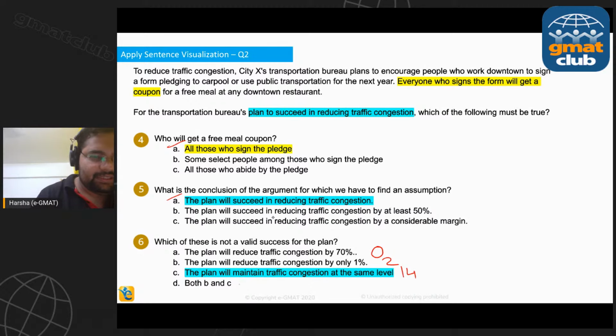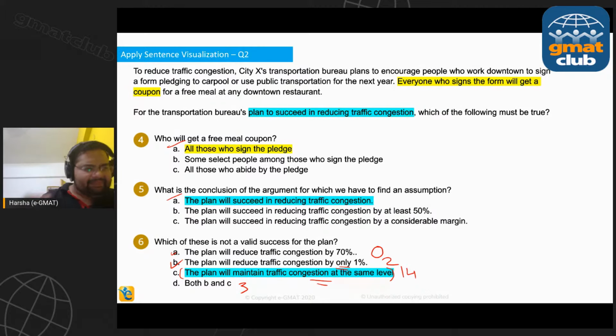So this is the essential thing. The correct answer is option C. See, if the traffic congestion reduces by 70%, that's a valid success. If the traffic congestion reduces by only 1%, even that peanuts is also success, right? The only thing that is not success is the plan staying at the same level. So the correct answer has to be C, not anything else.